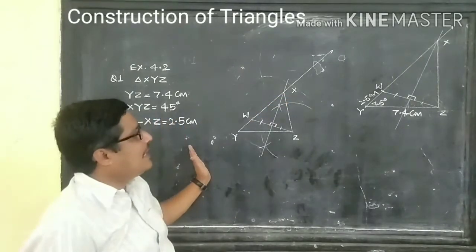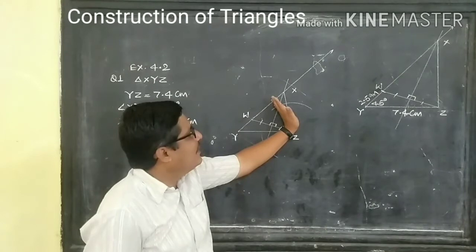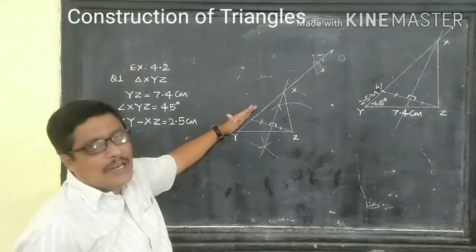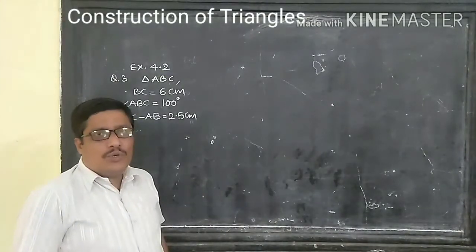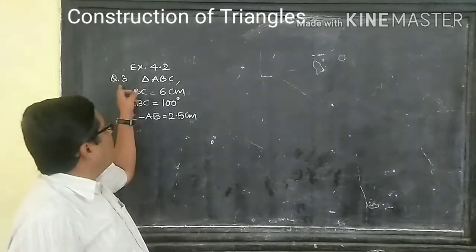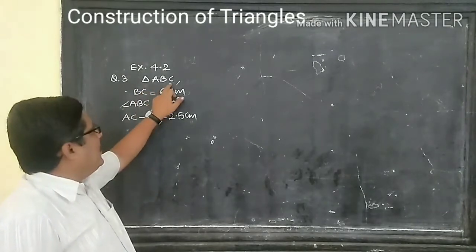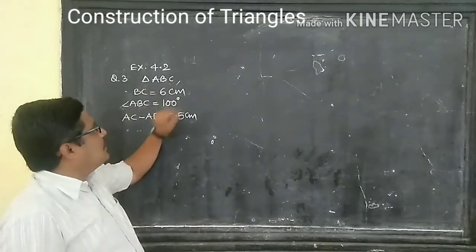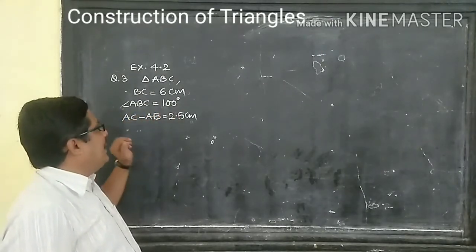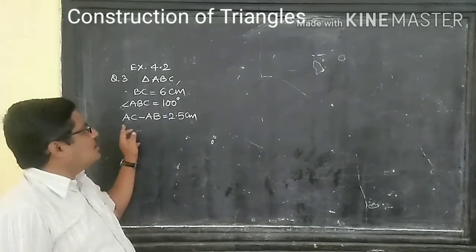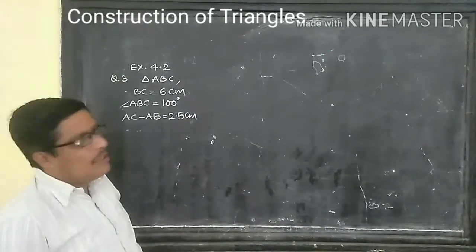In the other case, we can get an example in which the side on the right side is longer than the side on the left side. So in the next example we are going to take such an example. Students, now we are going to take the third example of exercise 4.2, in which we are going to construct triangle ABC where base BC is 6 cm, base angle ABC is 100 degrees, and the difference between the remaining two sides is 2.5 centimeters. Now here we are going to draw a rough figure first.